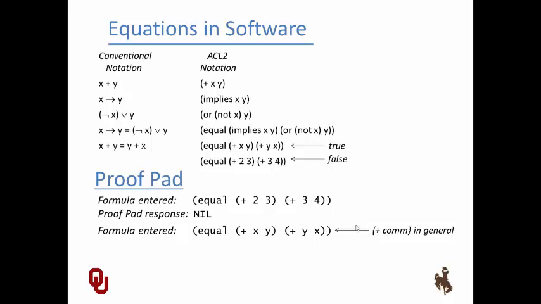How about the commutativity property in general, which we know to be true? Equal, plus x y, plus y x. If we enter that into the ProofPad system, it responds with an error message. That's because ProofPad requires specific values for the operands of its operators, not general purpose values like x and y.